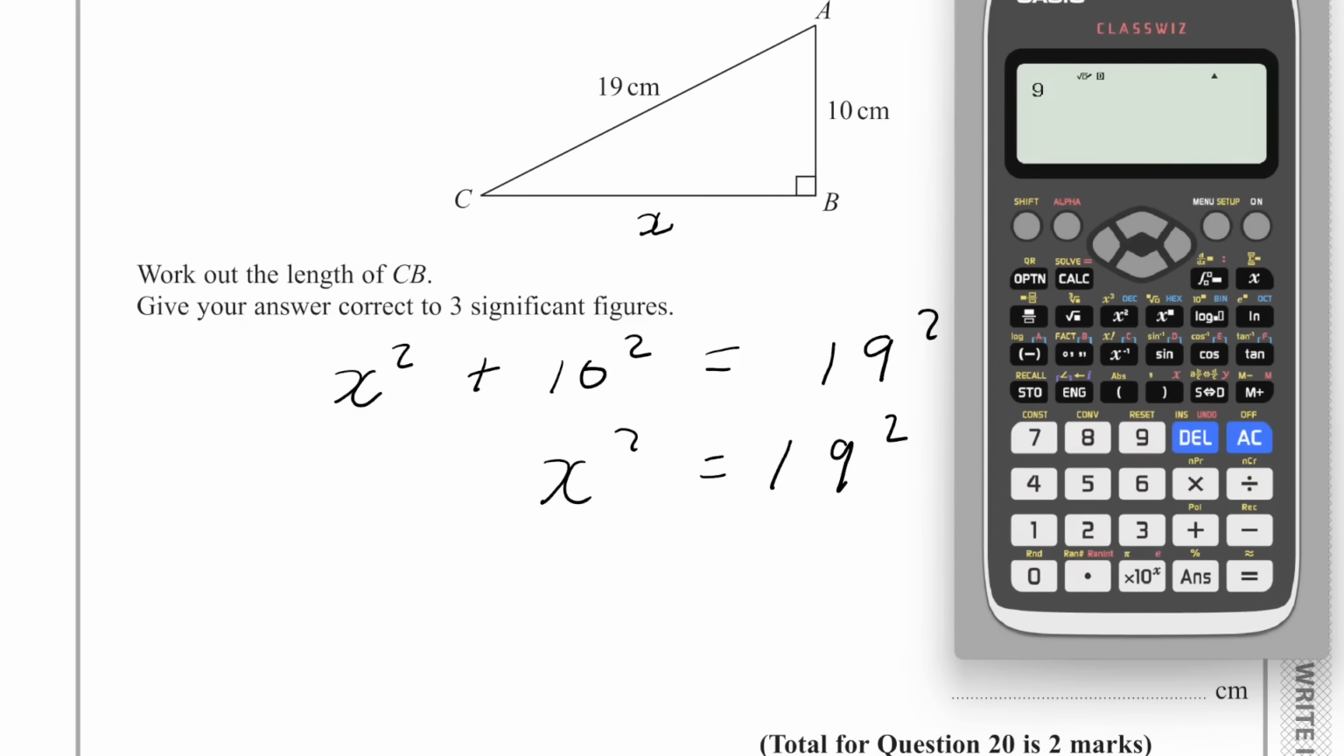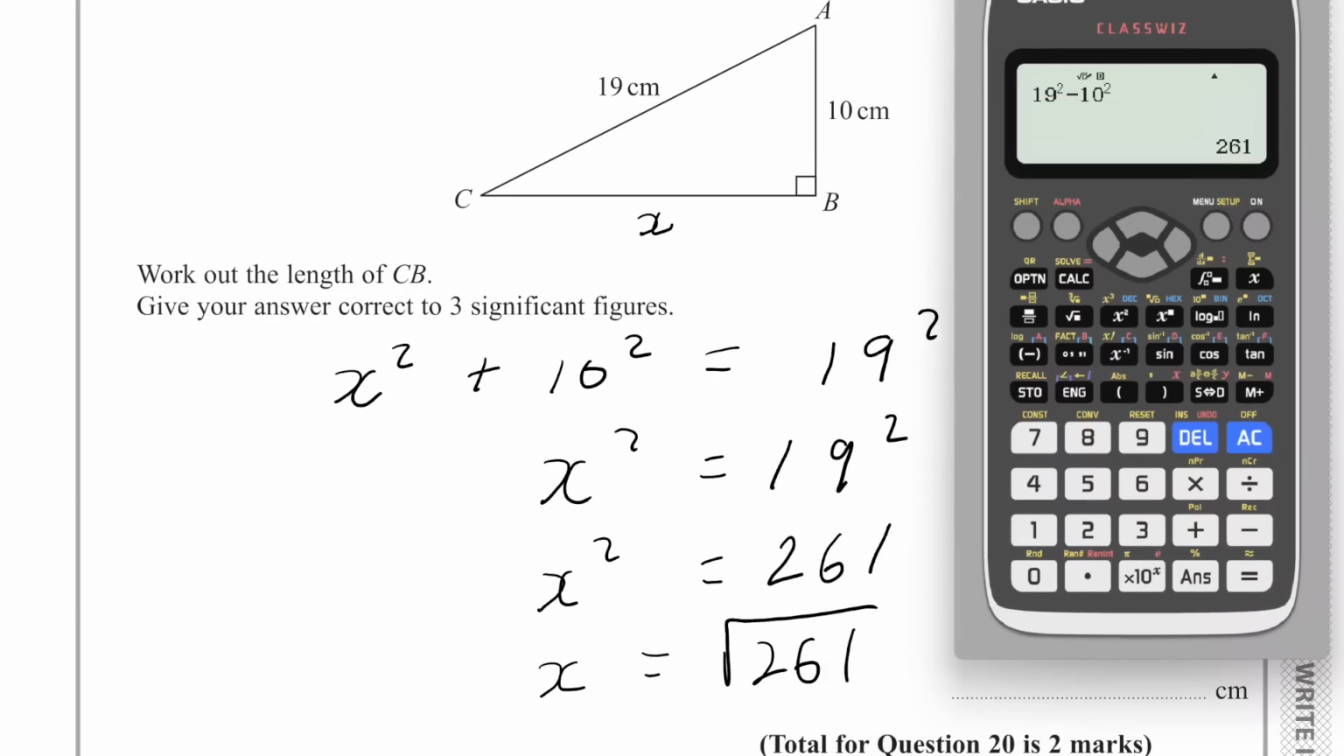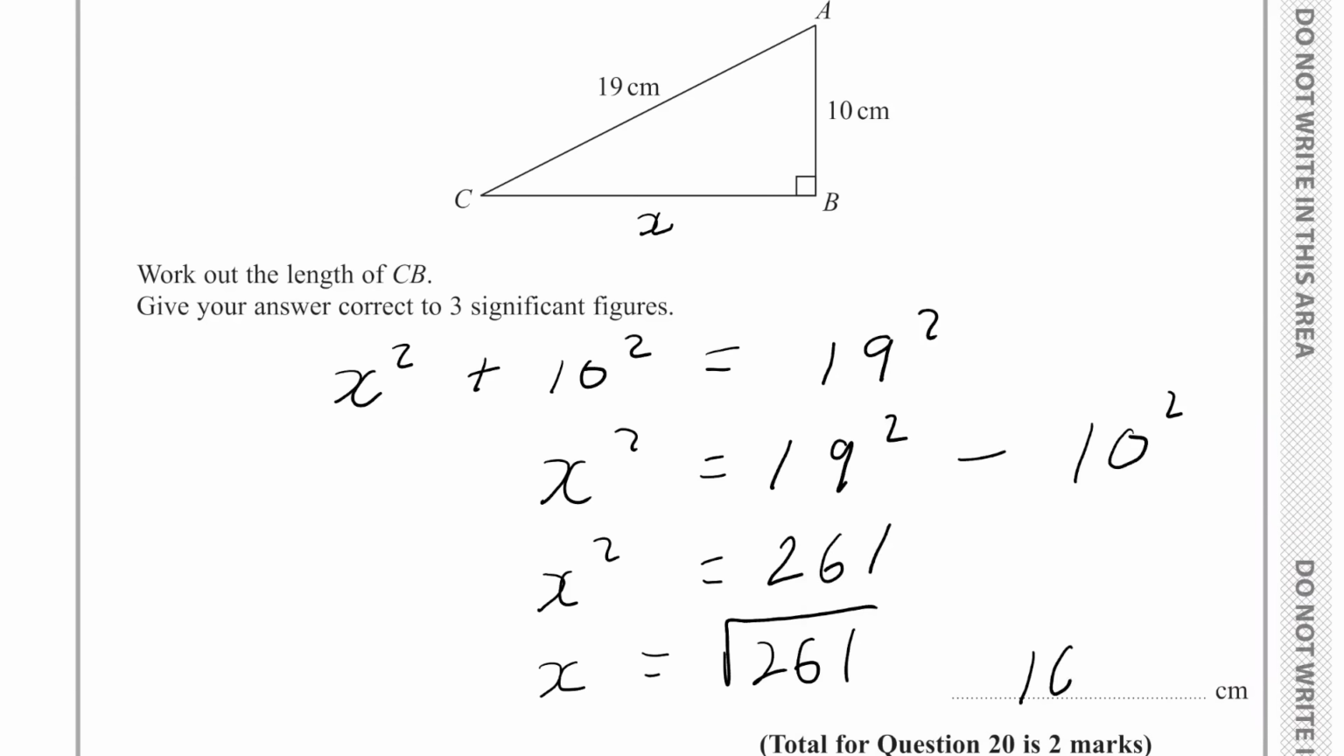So 19 squared, take away 10 squared is 261. So our number must be the square root of 261, which is 16.2 centimeters.